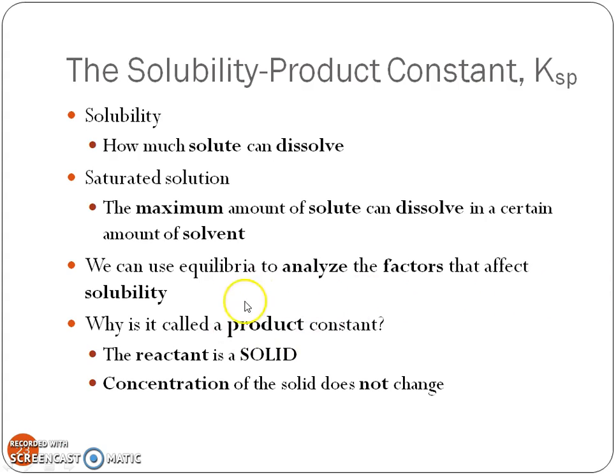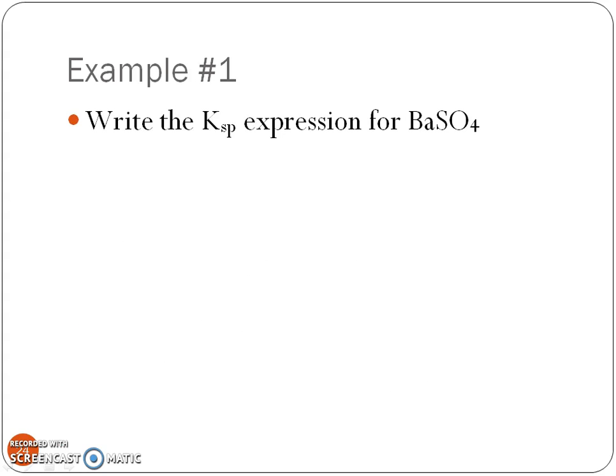Okay, so why is it called a product constant? Well, because we're only dealing with the product of the ions. Remember that the solid is not part of that equilibrium expression. So let's look at example 1.